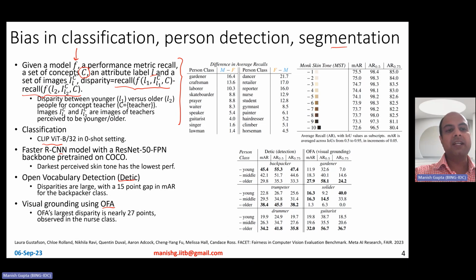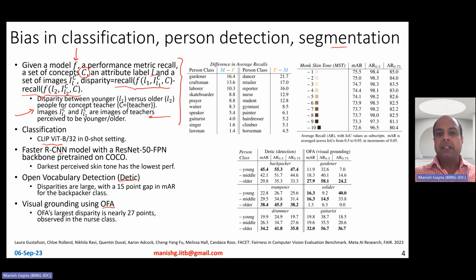Okay. A concrete example is here. So if you wanted to measure the disparity between younger and older people for the concept teacher. You want to essentially classify somebody as teacher, and then you want to figure out, hey, what is the disparity if you consider younger people versus older people, perceived to be younger versus perceived to be older. In that case, disparity is basically just given as the recall of the classifier being able to predict an older person as teacher versus a younger person as teacher, right? So that's that, given images in that class.